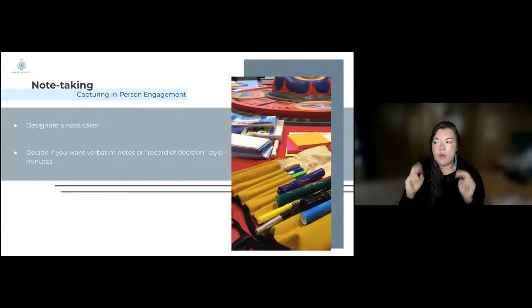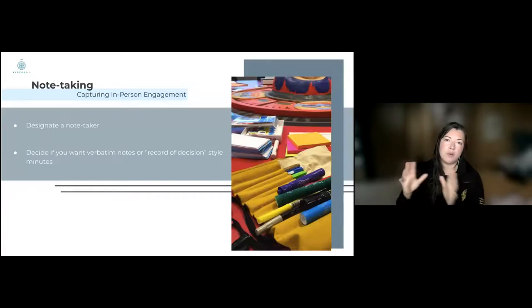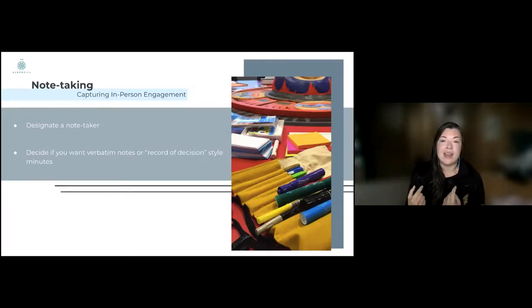And some people keep more of a record of decision minutes, where they're not capturing the whole conversation, just the big decisions that are made, or the big suggestions that come out of a whole bunch of conversation. I would say for CCP meetings, I tend to like verbatim notes, because sometimes it takes community members a while to get to the recommendation, but all the preamble is really important. Having verbatim notes allows me to go back into the conversation and remember who said what later on that might have been missed in the record of decision. So you need fast typers to take good detailed minutes like that.